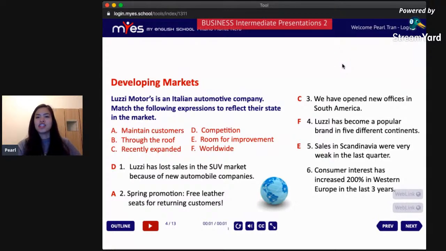Last, consumer interest has increased 200% in Western Europe in the last 3 years. So 200%, that is amazing. It's more than 100. It's more than what we are able to hold. So we can say through the roof, B. When we say something is through the roof, that means it's so much. It's a very large amount.